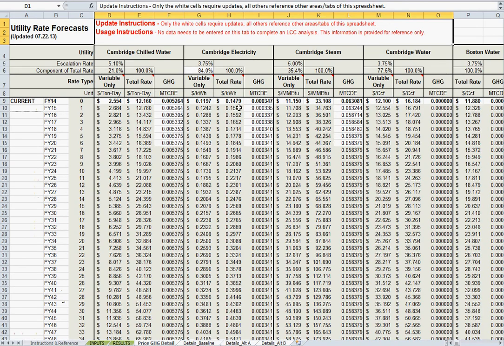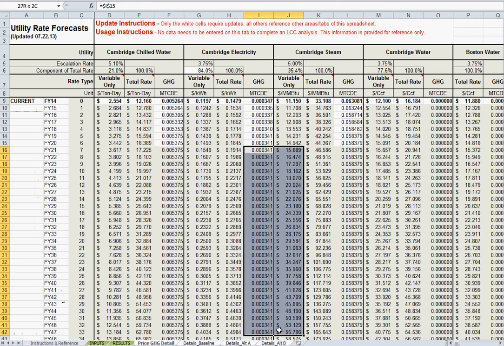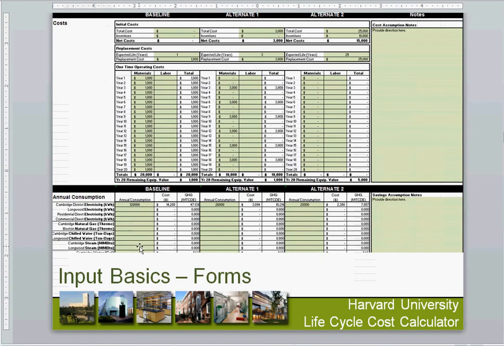You can just go through and change these rates. You can see these white cells are the ones that need to be edited. The gray cells are the ones that would just be automatically carried forward using the escalation rates. So that's that. Now, back to this. Broadly, we're looking at costs, both from initial costs, our replacement costs, our one-time operating costs, and then consumption. If you have those pieces of information, you have what you need to complete this calculator.